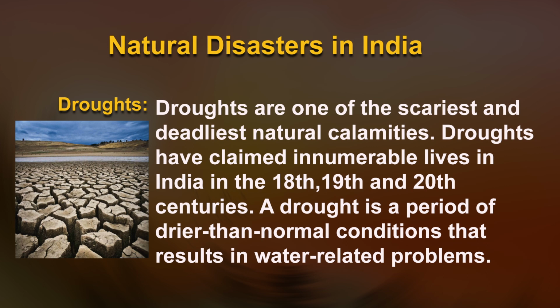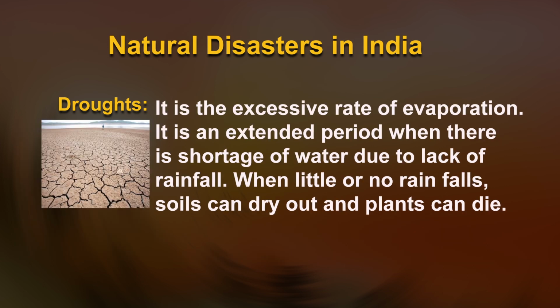What are droughts? Droughts are one of the scariest and deadliest natural calamities. Droughts have claimed innumerable lives in India in the 18th, 19th and 20th centuries. A drought is a period of drier than normal conditions that results in water-related problems. It is the excessive rate of evaporation of water. It is an extended period when there is a shortage of water due to lack of rainfall.